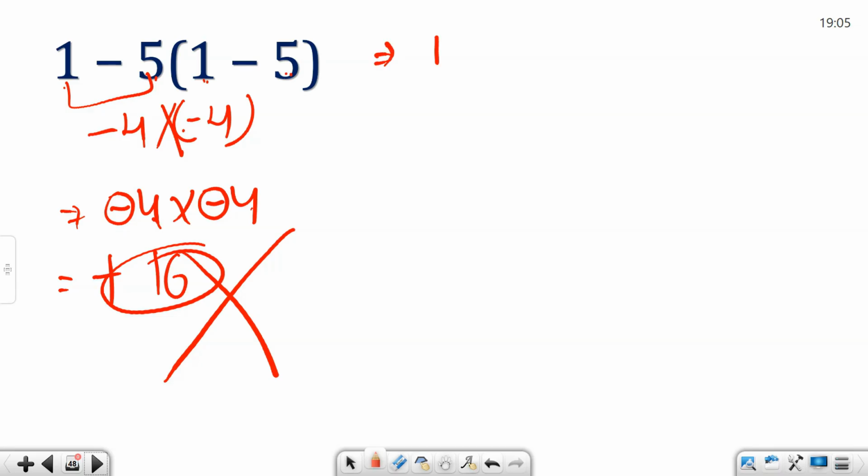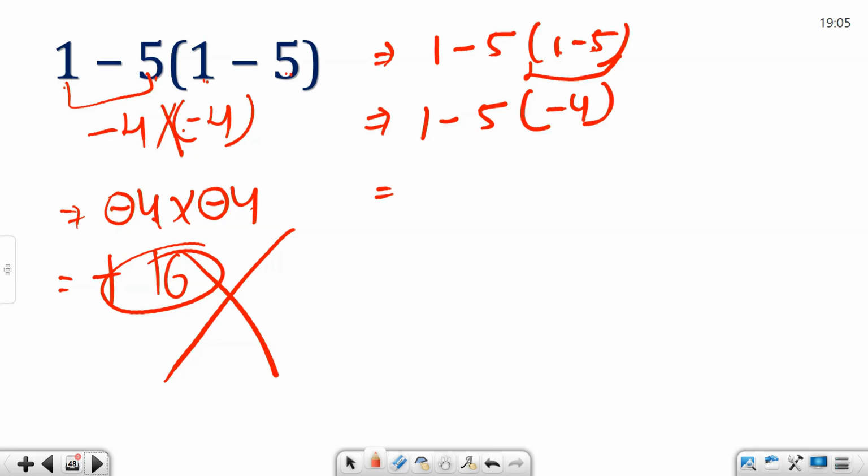Now rewrite the question, 1 minus 5 in the bracket. According to the BODMAS rule, we'll solve the bracket first. 1 minus 5 in the bracket is minus 4. Now, after removing the bracket, we'll do the multiplication. Multiply by minus 4, and minus times minus becomes plus.